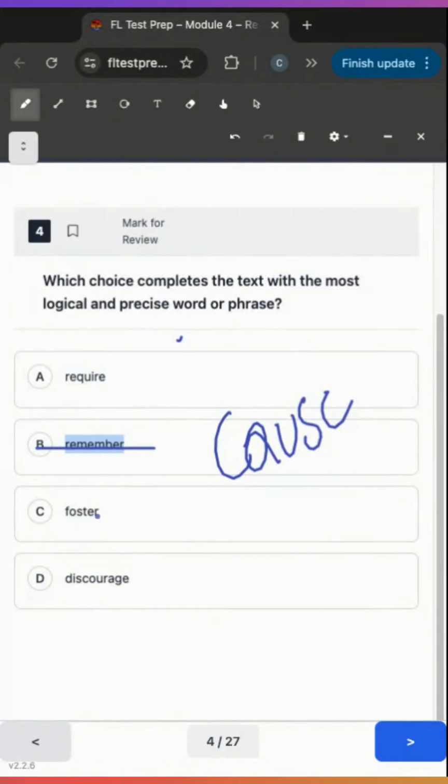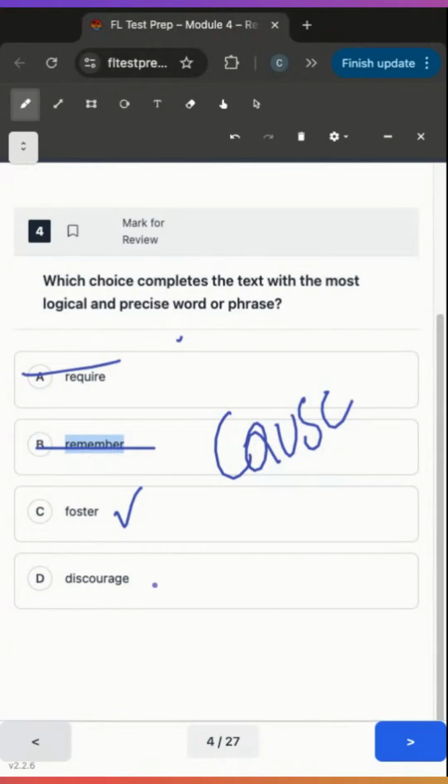And then foster. Do acts of kindness foster pro-social behavior? Probably. That sounds pretty good. Cause to foster. Foster means to like Foster's Home for Imaginary Friends. No, foster means to create, to help support and grow. So that's very similar to cause. And so with foster, I'm going to dump A because I don't like it anymore. Require is definitely too strong. Require implies that there's no other option. There totally is. That's why it's significant.